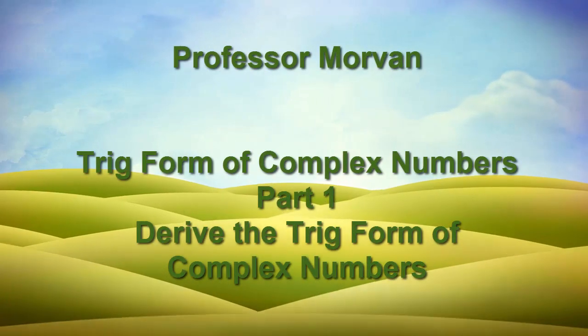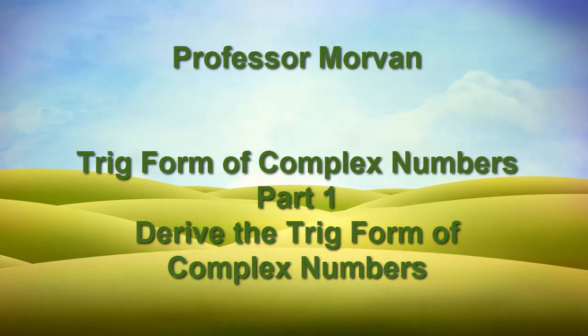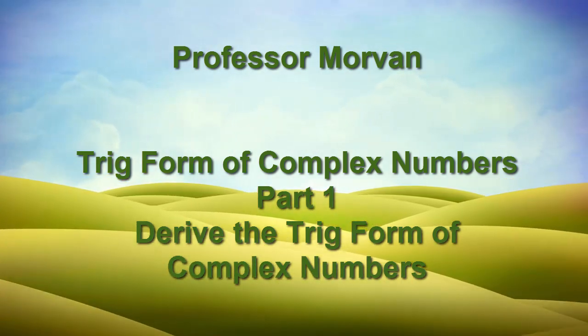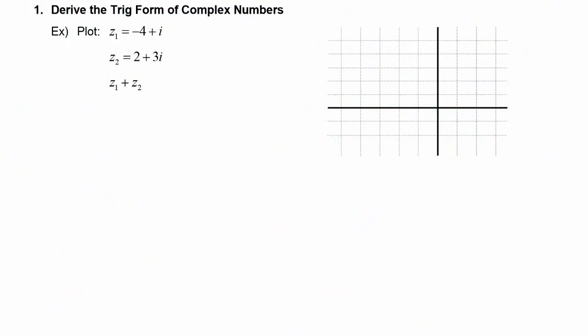In part 1 of our lesson on the trig form of complex numbers, we will derive the trig form of complex numbers. Let's start off by plotting some complex numbers in the complex coordinate plane. Now the horizontal axis is called the real axis, and the vertical axis is called the imaginary axis.